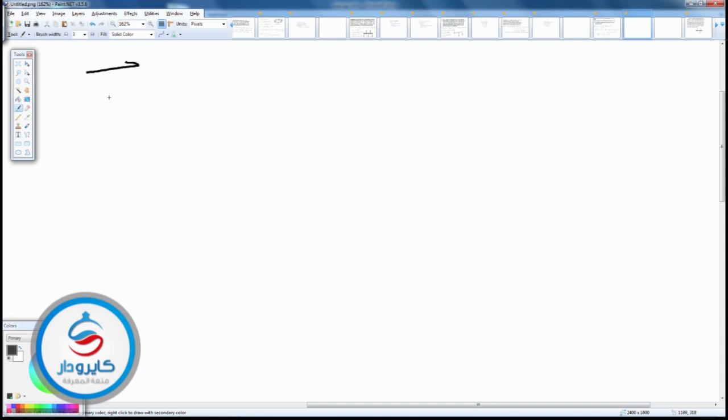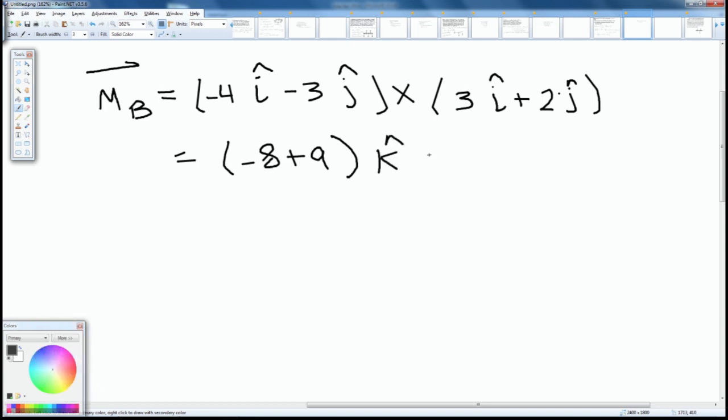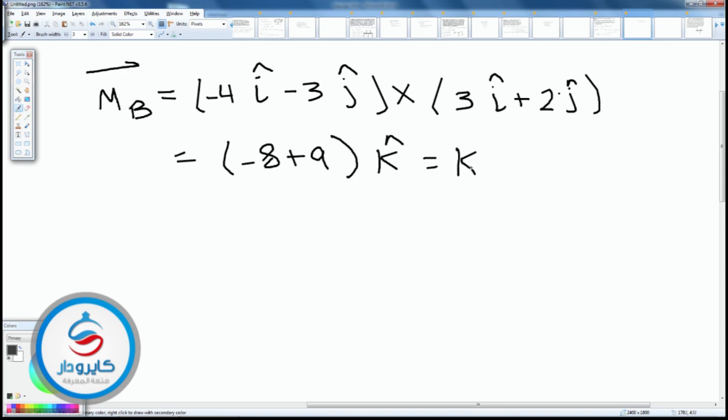Moment vector about B equals negative 4 in the direction of unit vector I minus 3 in the direction of unit vector J by 3 in the direction of unit vector I plus 2 in the direction of unit vector J equals negative 8 plus 9 in the direction of unit vector K equals 1 in the direction of unit vector K.